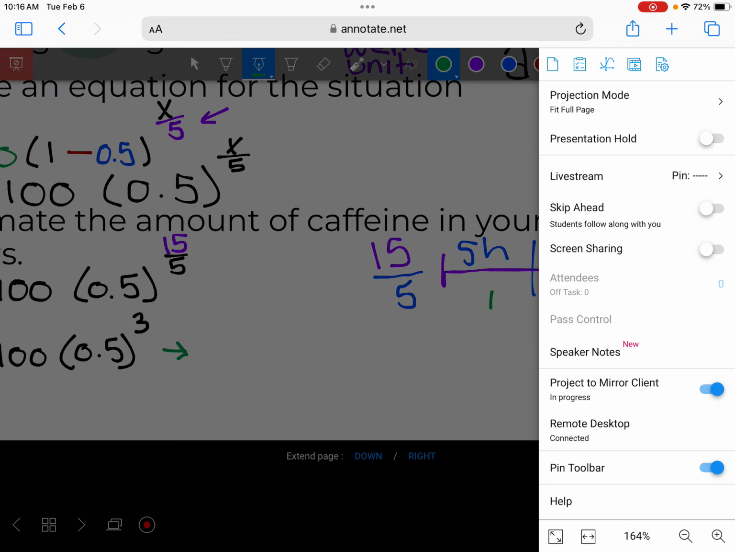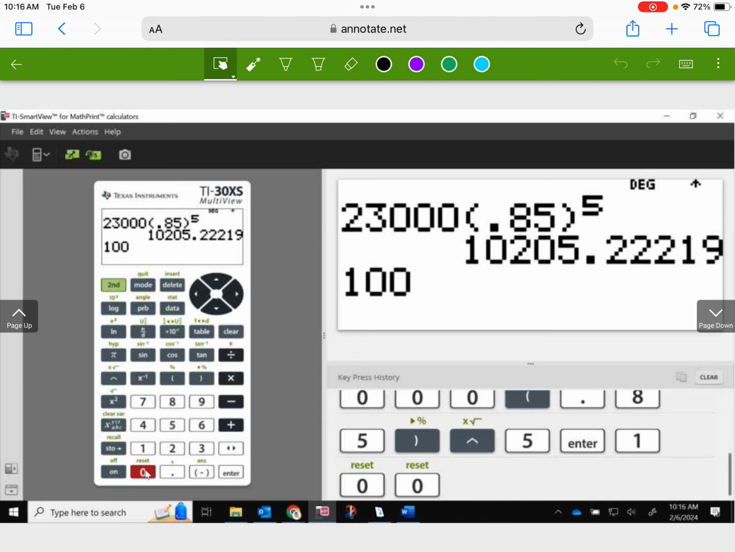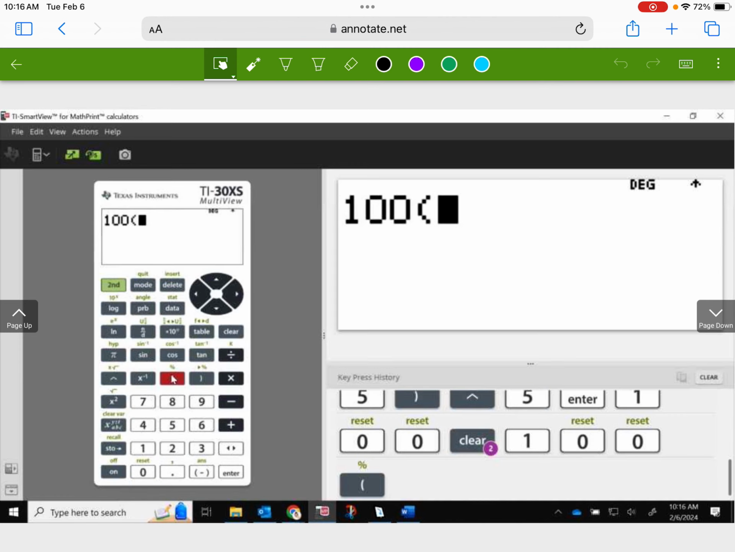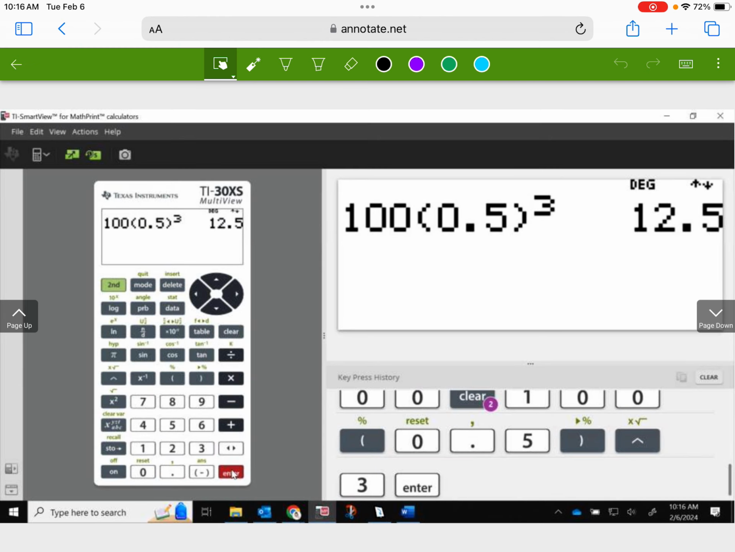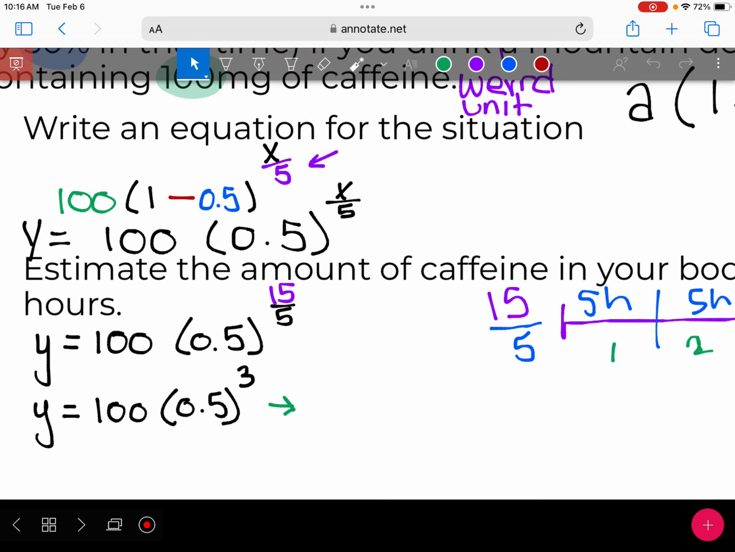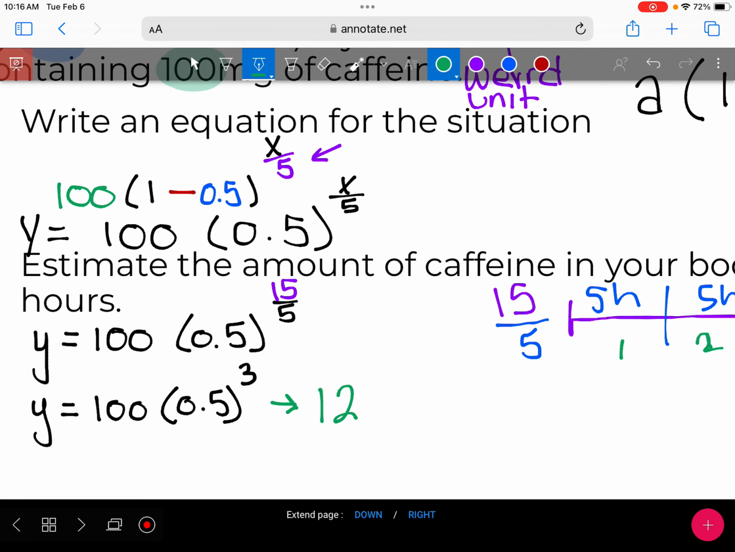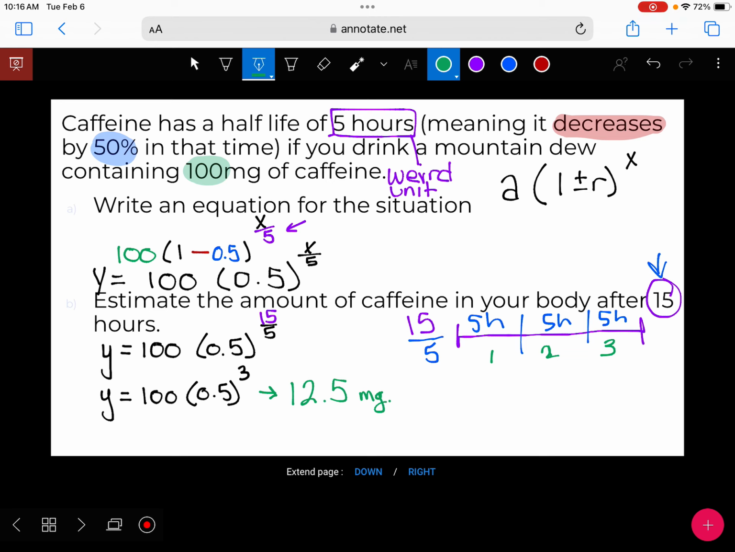So we're going to go to the calculator. 100 times 0.5 to the third. And we have 12.5 milligrams. Which is why, especially if it's more than one Mountain Dew that we drink, sometimes it affects our sleep at night even if we drink it in the morning. Because you still have 12 milligrams of caffeine in your body even 15 hours later. And the more caffeine you start with, the more you're going to have left over.